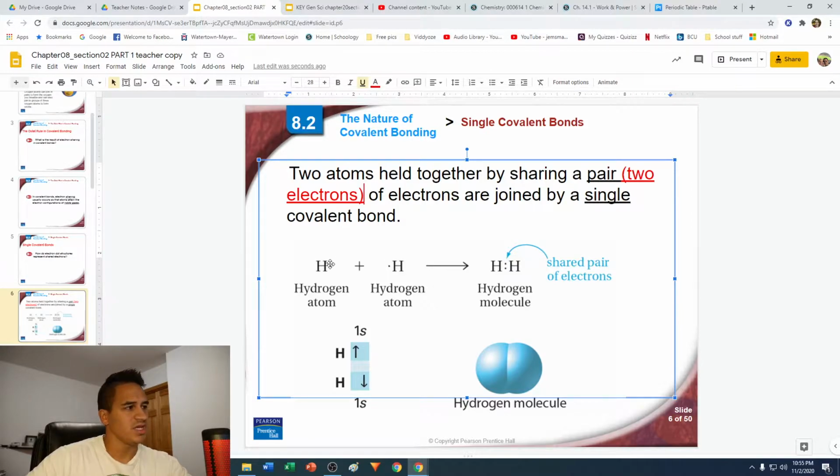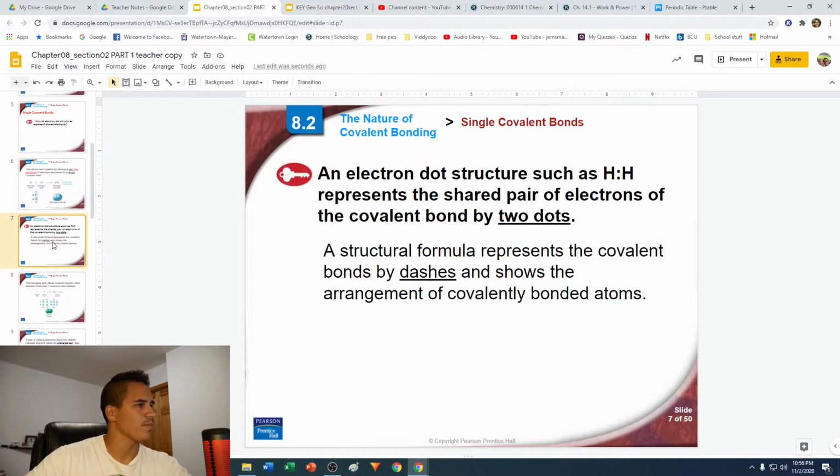They each have 1. And if they each share their 1 electron with the other one, and they put them both in the middle, we now have a shared pair of electrons or a single covalent bond. And this then would be considered a molecule at that point because these 2 hydrogen atoms are bonded together. Okay. So an electron dot structure, such as the one shown on the previous slide, H, 2 H's, represents a shared pair of electrons, which is again our covalent bond, with 2 dots.